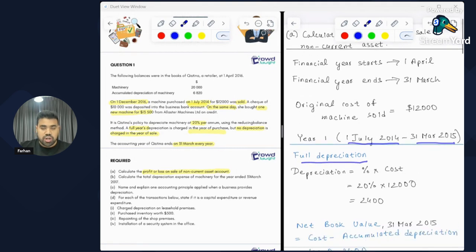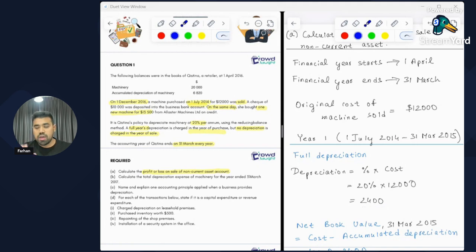So the depreciation in the first year of usage, when you're using the reducing balance method, is always calculated by multiplying the given percentage with the cost. The percentage is given to us as 20, and the cost, as we know, is $12,000. So on that basis, the depreciation in year one is $2,400.